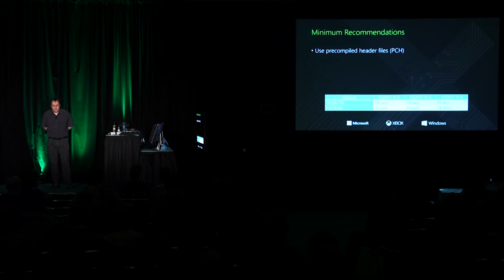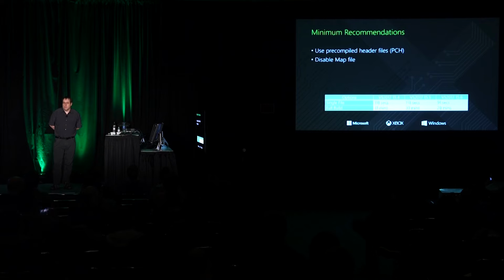So the first recommendation for our bare minimum set is to use precompiled header files. This sounds like almost a no-brainer. They speed up your builds. However, we did a full developer survey of a lot of AAA games out there last year, and we found about 50% of the studios don't use them at all.